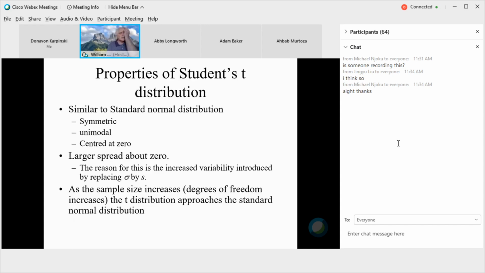The properties of the Student's t distribution are similar to the standard normal. It's symmetric, unimodal, centered at 0. It has a bit larger spread. That's because of the extra variability introduced by replacing sigma by S. It has heavier tails. As the sample size increases, the t distribution approaches the standard normal distribution.